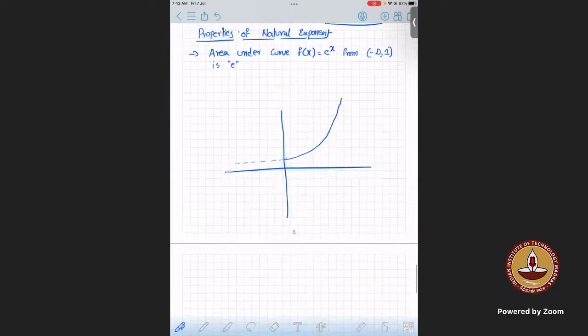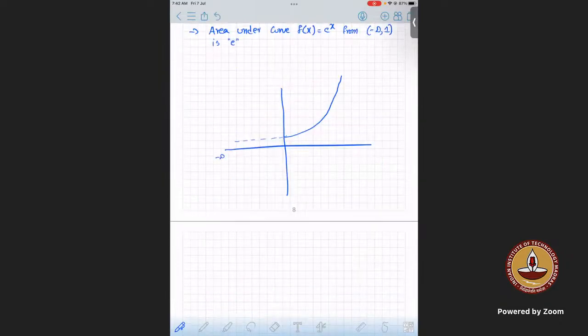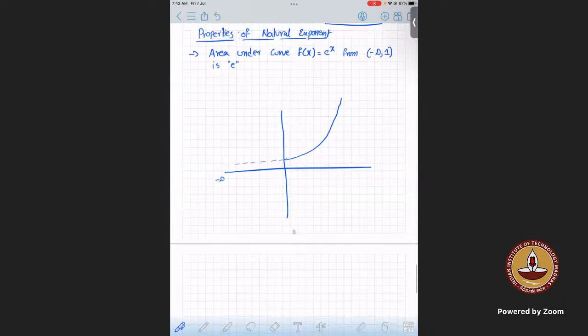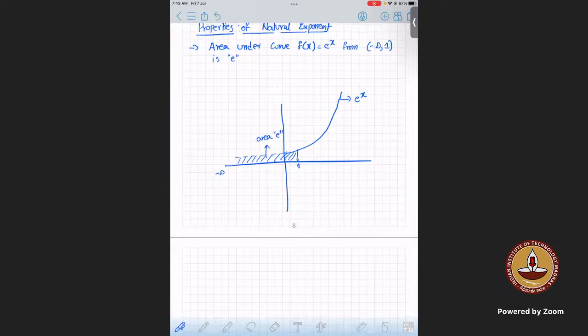Clear? Look, if someone asks the area from minus infinity to somewhere, 1 is somewhere here, then this area value is e when this curve is e power x. Clear? What is the e power x, sir? This is a function.